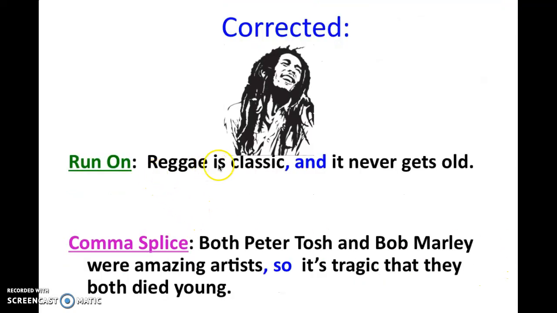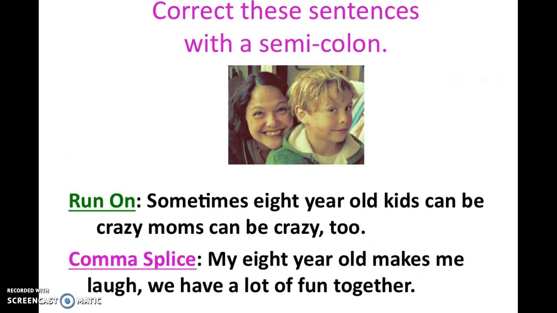Corrected, reggae is classic, and it never gets old. Both Peter Tosh and Bob Marley were amazing artists, so it's tragic that they both died young. Now, we could also correct it with the semicolon. If you correct it with the semicolon, what can you do?